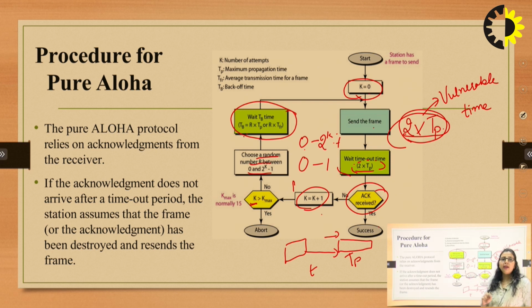After choosing a random number, it has to wait until this time: TB equals R into TP or R into TFR. TFR is the average transmission time for a frame. R is the random number of retransmissions, and TP is the maximum propagation time. K is the number of attempts. TB is the back-off time, the time it has to wait before again sending the data to the receiver.